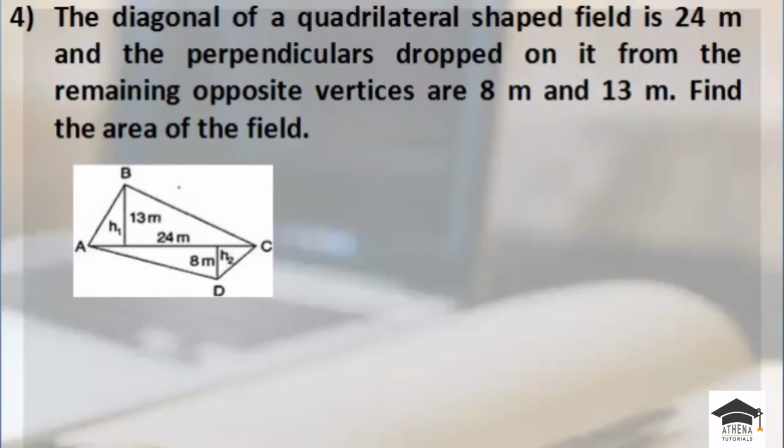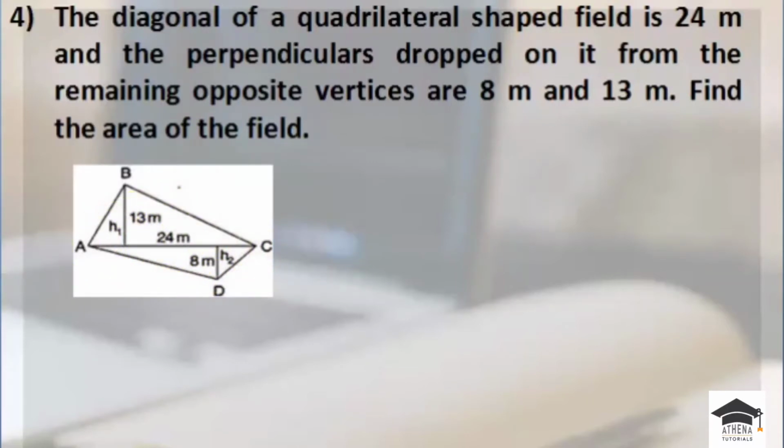Here they have given that there is a field which is of shape quadrilateral. So this is the field, and the diagonal of this field is 24 meter. AC is the diagonal and it is of 24 meter length.